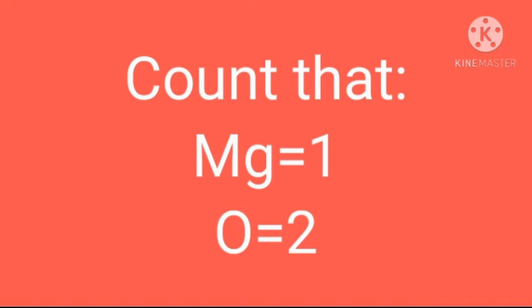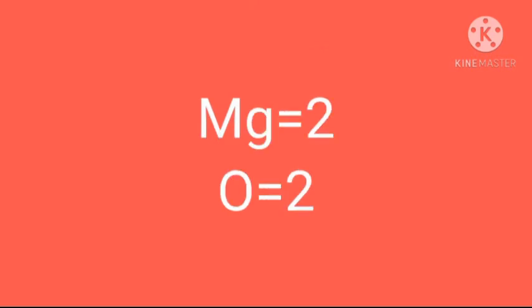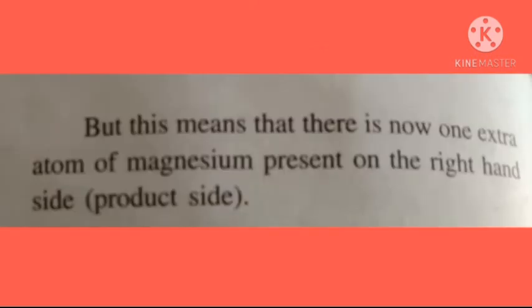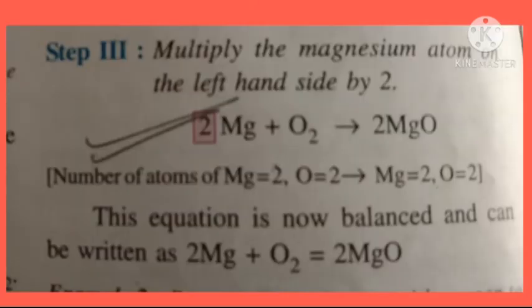So now we have to count again: on the reactant side magnesium is 1, oxygen is 2, and on the product side magnesium is now 2 and oxygen is 2. But this means that there is now one extra atom of magnesium present on the right hand side, that is the product side. Now step third, what do we have to do? Multiply the magnesium atom on the left hand side by 2. That is 2 Mg plus O2. The product is 2 MgO.